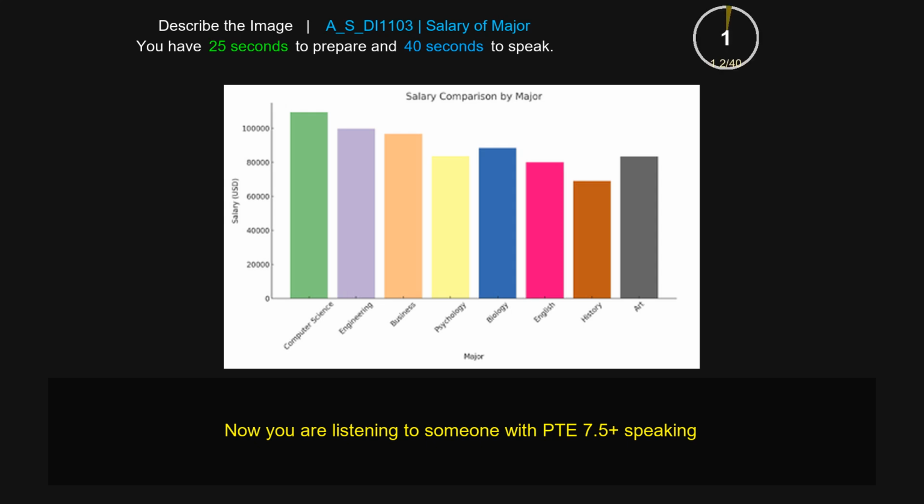The image gives information about salary comparison by major. In the picture we can see the majors computer science, engineering, business, psychology, biology, English, history, art, and salary which is 0 to 1 lakh. We can see that the highest salary comparison is computer science at 1 lakh and the lowest salary comparison is history at 70,000. Overall, the picture gives information about the comparisons of salary.